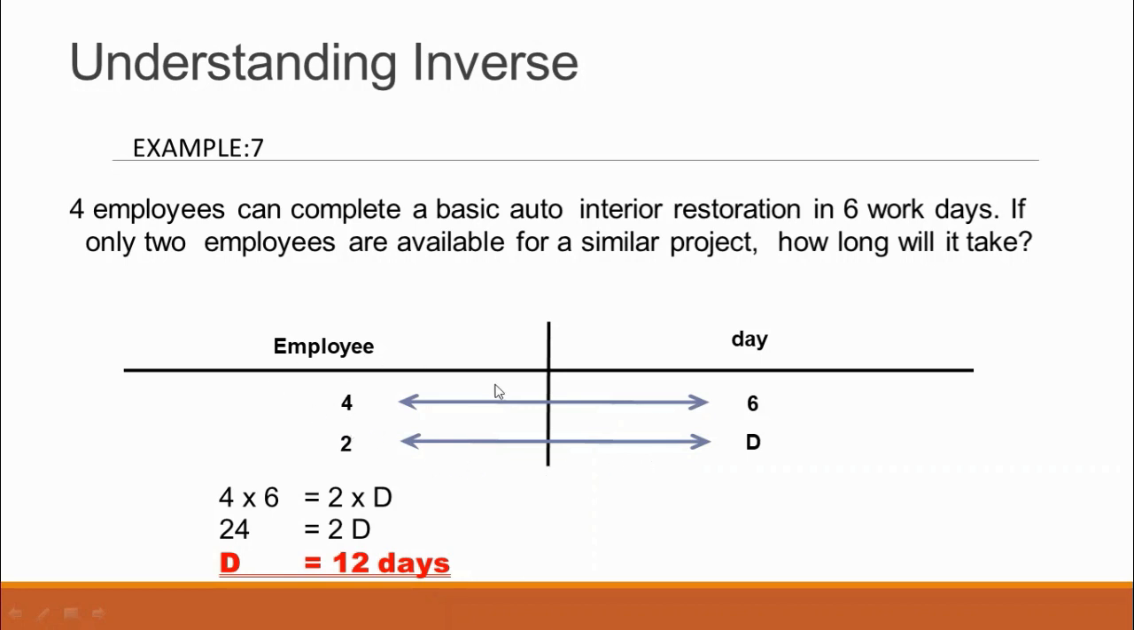In inverse proportion, as I have already told you, multiply the first row quantities, 4 multiplied by 6, and 2 multiplied by d. Since 2 is connected with the unknown, dividing both sides by 2, we obtain the days: 12. So here you see 6 days, but now the days for 2 employees is 12. So employees decrease, days increase.